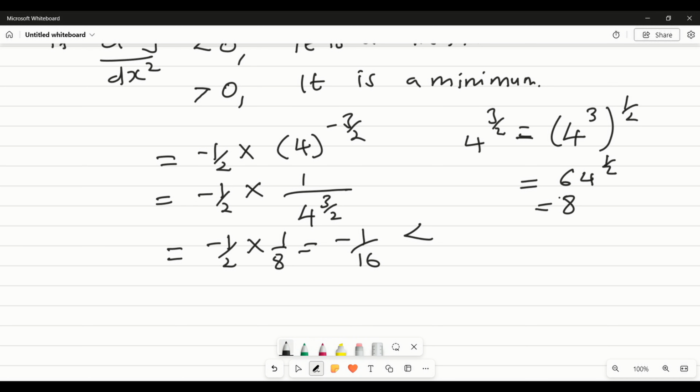So you can say it is a maximum. Yeah, that is how we were supposed to solve that question. This is a maximum because when you're solving this, it's actually less than 0. So we can say it's a maximum point.